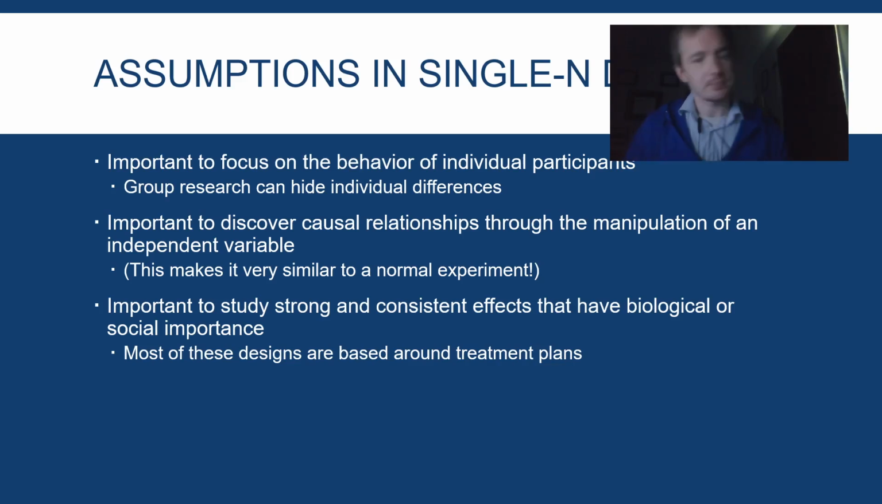The second assumption then is going to be that it's important to discover causal relationships through the manipulation of an independent variable. That is not anything new. We've been doing that since chapter 5, which is all about experiments, right? We've been doing that kind of stuff for a while now.